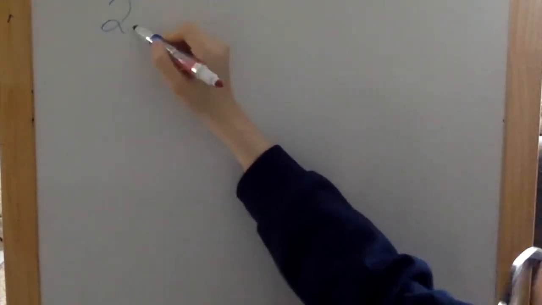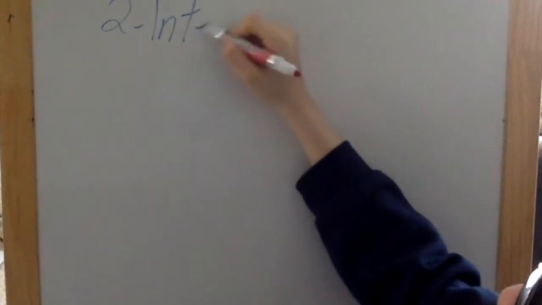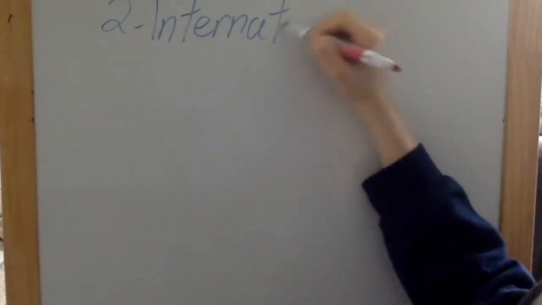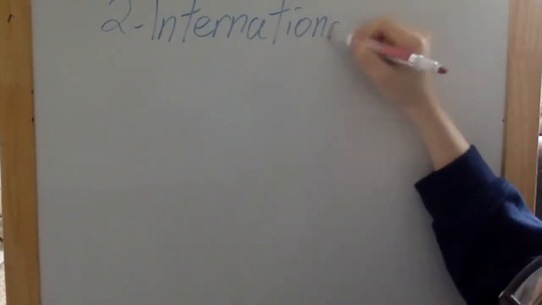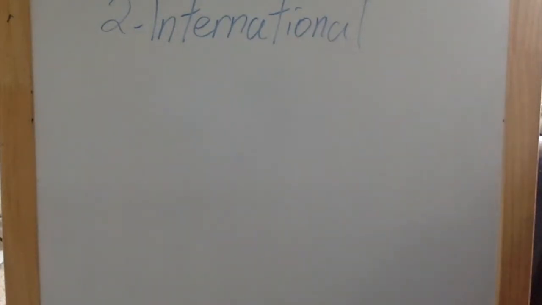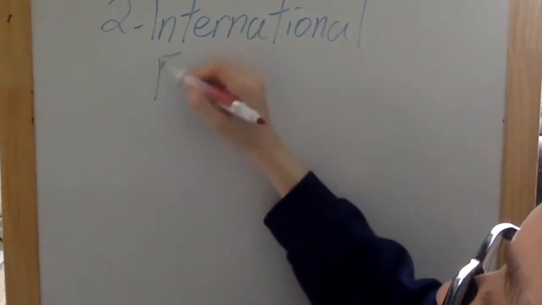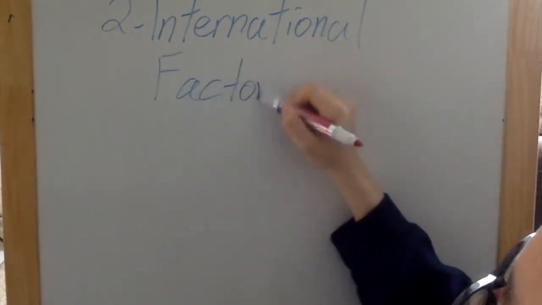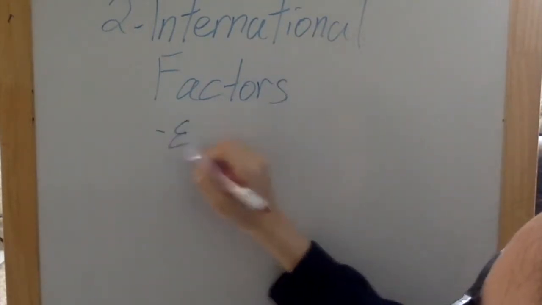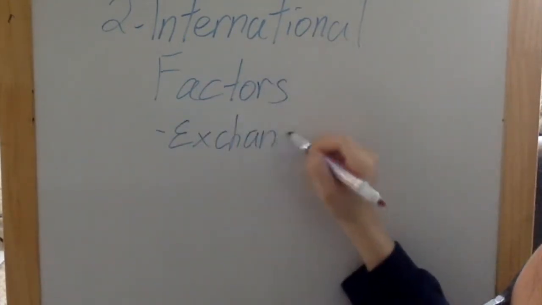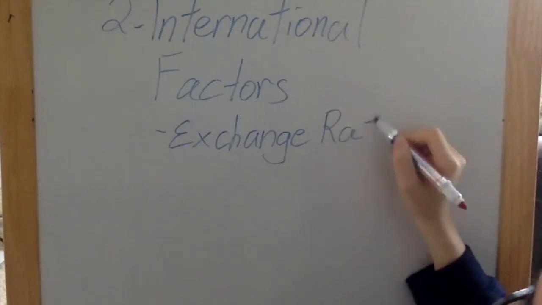2. International factors. This is something you'll get more into in the International Trade Unit. But for now, you need to know that there are 3 components here that will influence aggregate demand. A. Exchange rates. When the exchange rate decreases, the value of the currency will decrease, thus resulting in an increase in exports and a decrease in imports.